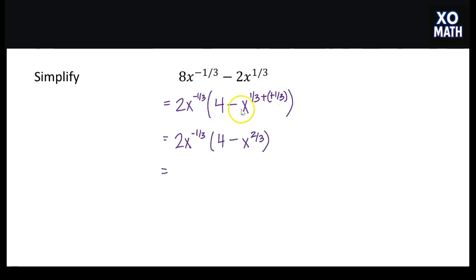And finally, to fully simplify this, I don't want that negative exponent, so I'm going to bring down x to the negative 1/3 to the denominator. The 2 is going to stay in the numerator. That is not attached to the negative exponent. So I have 2 times the quantity 4 minus x to the 2/3 all over x to the 1/3.